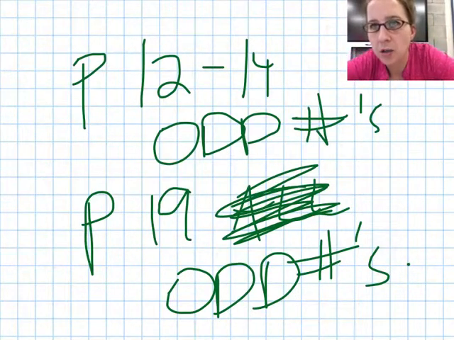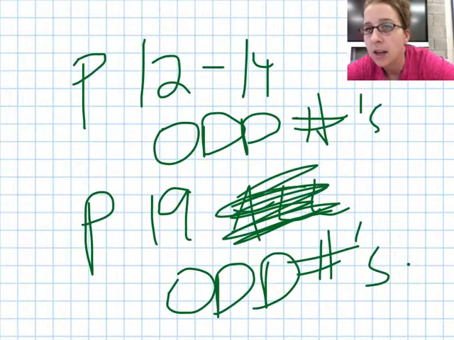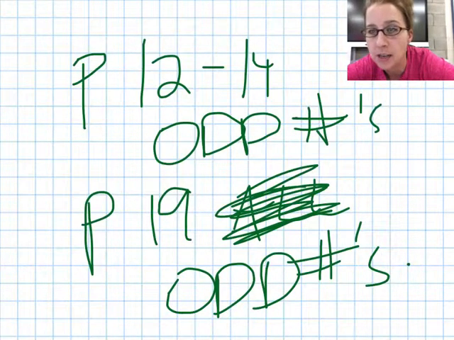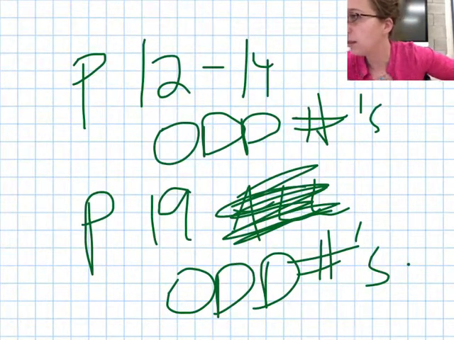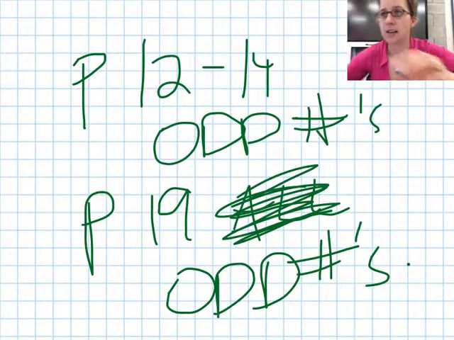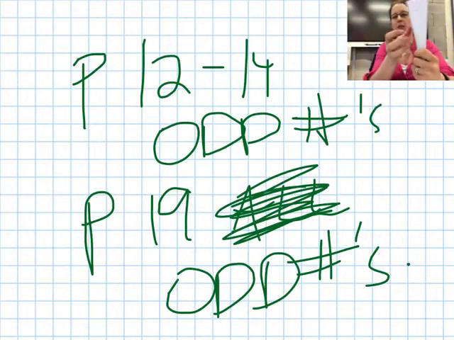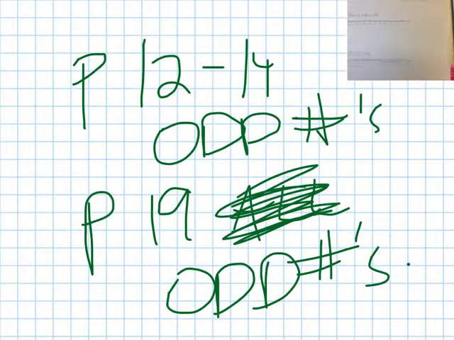Okay, so here's my chicken scratch. Page 12 to 14, all the odd numbers, and page 19, the odd numbers. Now, I know that you have a sub right now, and I expect this stuff to be done by tomorrow. So if you don't finish it today in class, I want it done tomorrow. Now, I also want the 2 pages I handed out yesterday. This was handed out Friday.